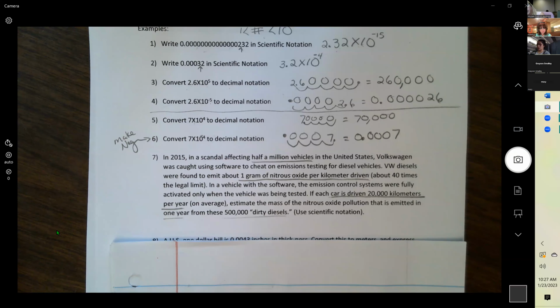So the first thing I want to do is start with the... I would probably start with the 1 gram of nitrous oxide per kilometer driven.